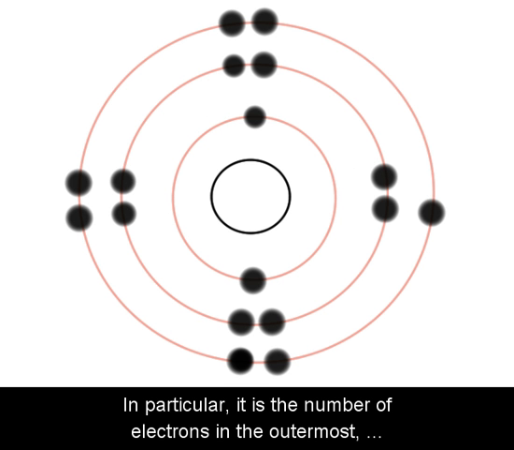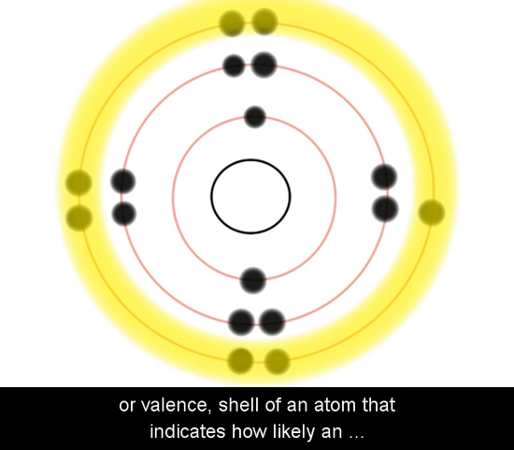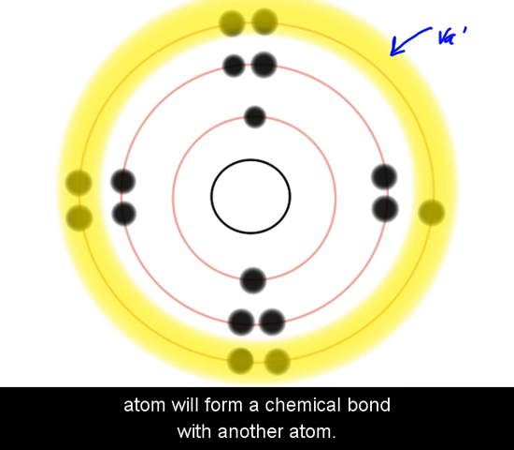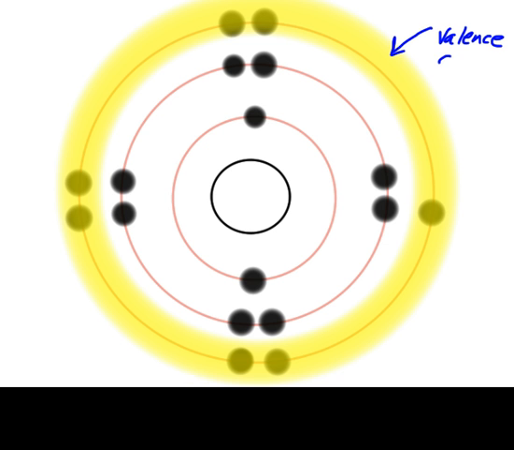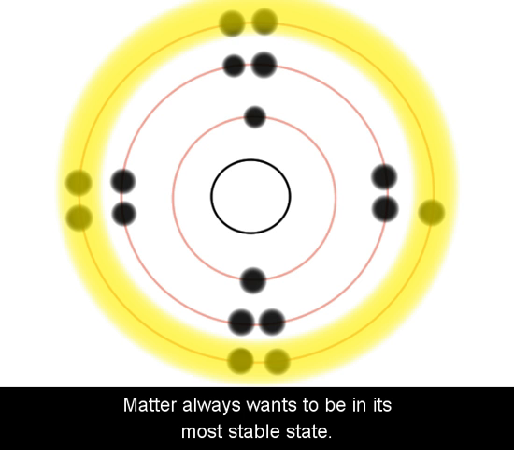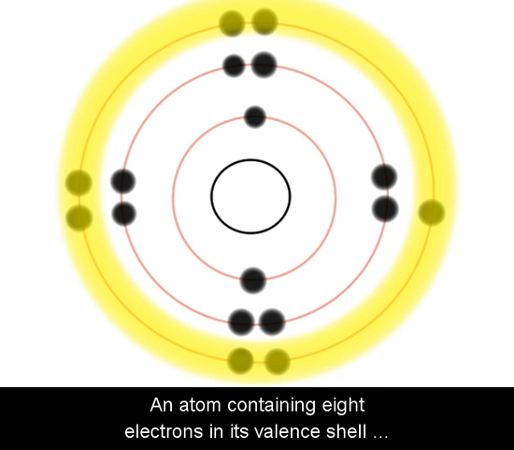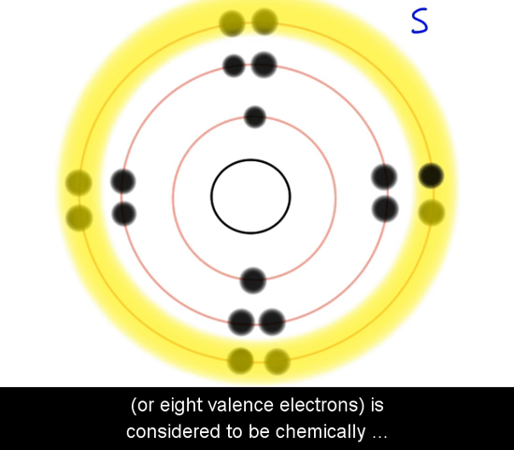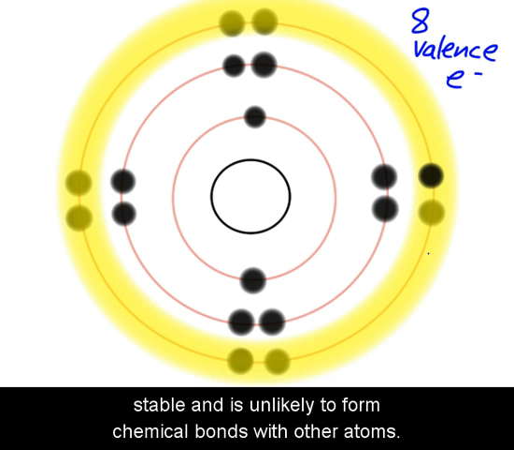In particular, it is the number of electrons in the outermost or valence shell of an atom that indicates how likely an atom will form a chemical bond with another atom. Matter always wants to be in its most stable state. An atom containing 8 electrons in its valence shell, or 8 valence electrons, is considered to be chemically stable and is unlikely to form chemical bonds with other atoms.